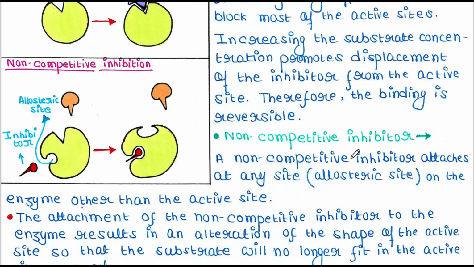A non-competitive inhibitor attaches at any site on the enzyme other than the active site. In this picture we can see this is the active site, but the inhibitor doesn't sit here. It sits here or here or here. Basically any site other than the active site, and the site where the inhibitor attaches is called the allosteric site.